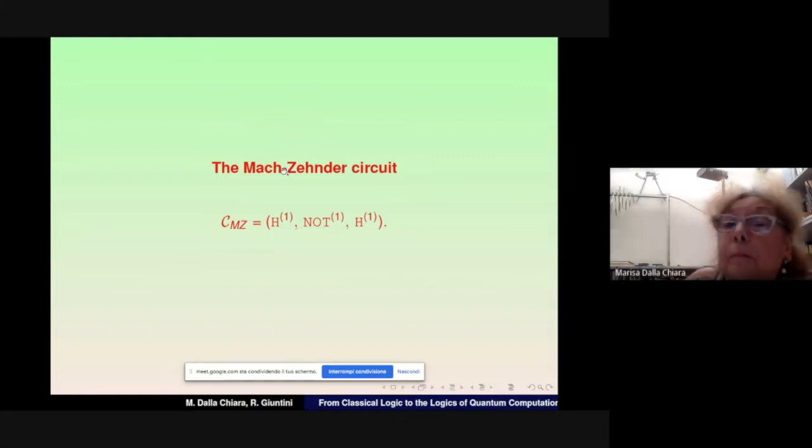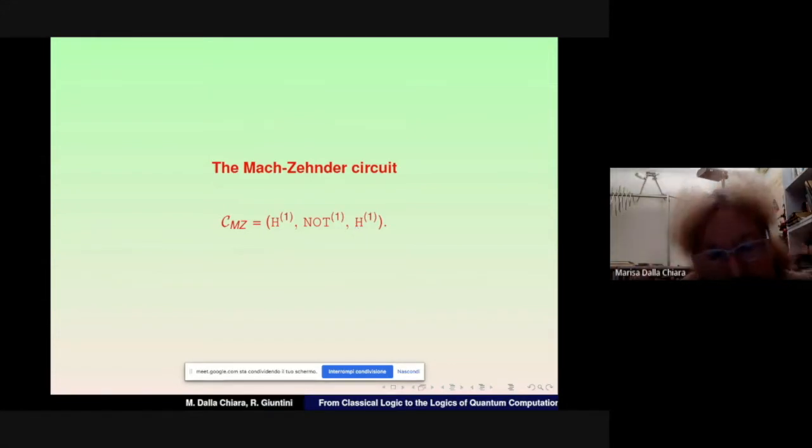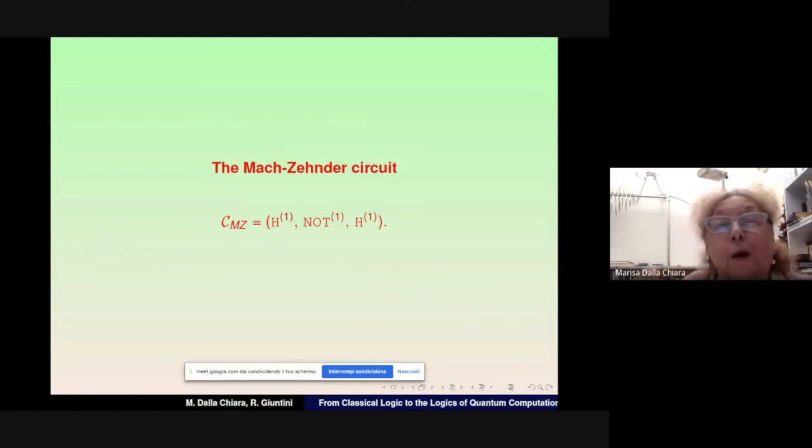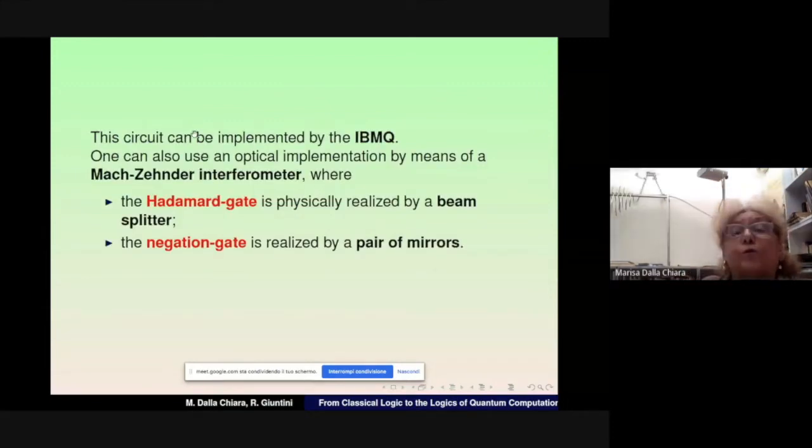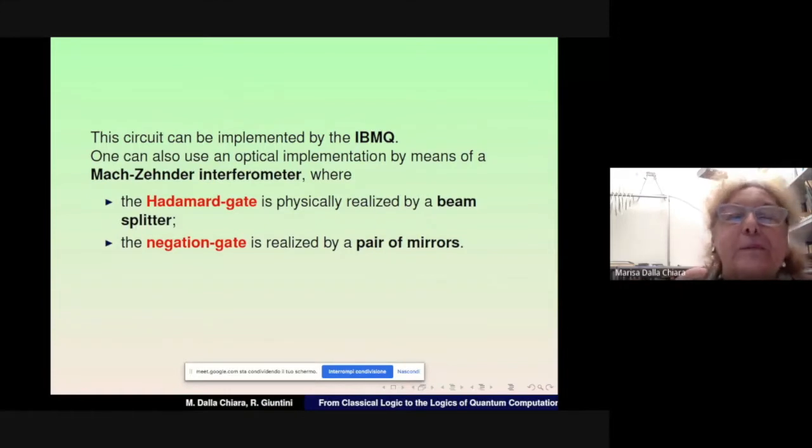The so-called Mach-Zehnder circuit, indicated in this way, consists of three gates: Hadamard, NOT, and Hadamard. All these three gates are defined on the space H1, and the space H1, let us always remember, is the space C2. It describes a single physical system, not a composite physical system. This circuit, of course, can be implemented by our powerful IBM computer that can do many things.